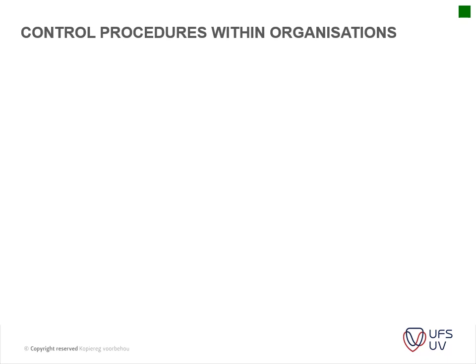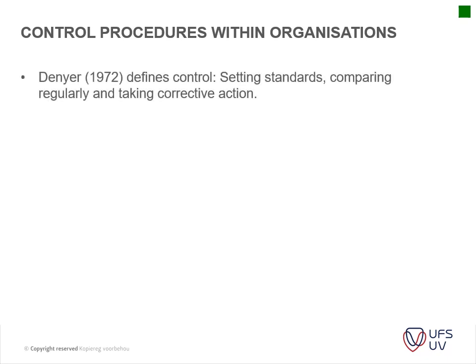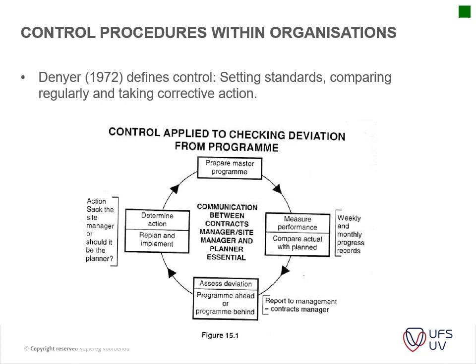Control procedures within organizations differ, but Deniers in 1972 defined it as the following: setting standards, comparing regularly, and taking effective action. So we've done all the planning, now we've got a plan, now we monitor our progress against this plan. Control is applied to checking any deviation from the program. So you prepare your master program, you measure your performance, and you compare your actual with your planned. This can be done weekly, monthly, or even daily, depending on how large the project is.